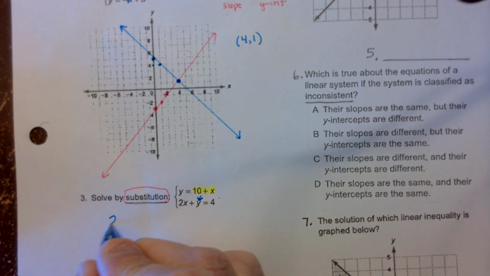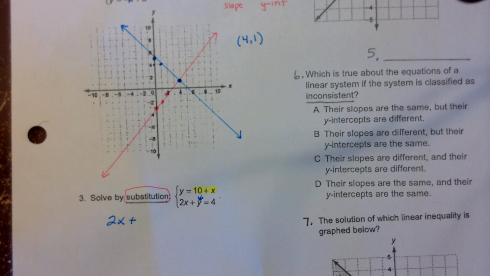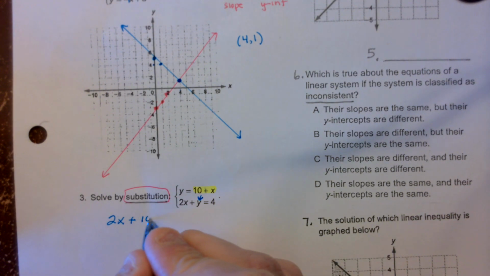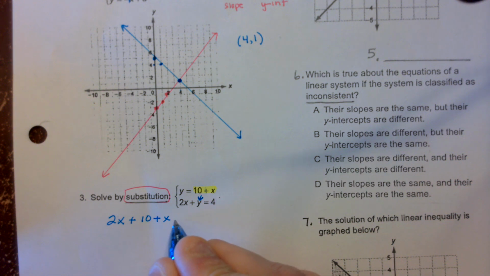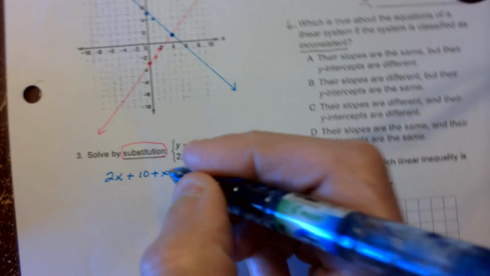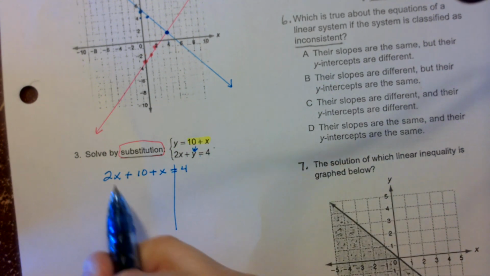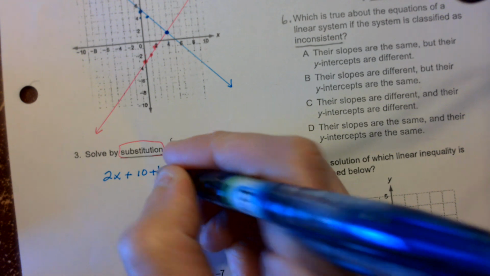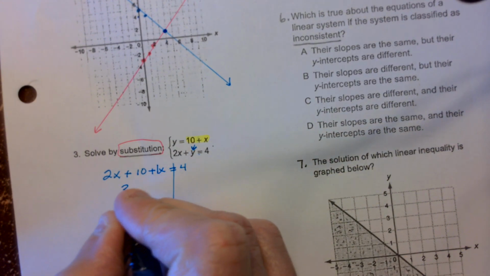So I'm going to do 2x, that's still there. The plus is still there. I'm now going to put my y in: 10 plus x. Whatever is over here gets put in there. And then finish up the rest, equals 4. So now we just draw our line and solve our equation. Just make sure you combine like terms first, because I have a 2x and a 1x, which is a 3x.